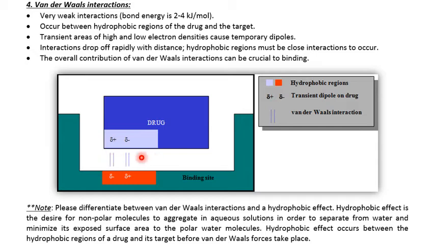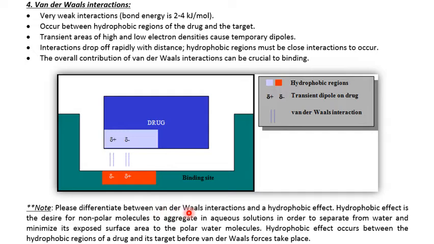Although the van der Waals interactions are very weak, they are very crucial to the binding process because of the cumulative effect of the overall van der Waals interactions from the drug and the binding site, from different parts of the drug and the binding site.